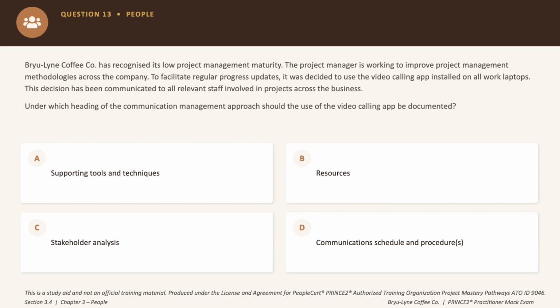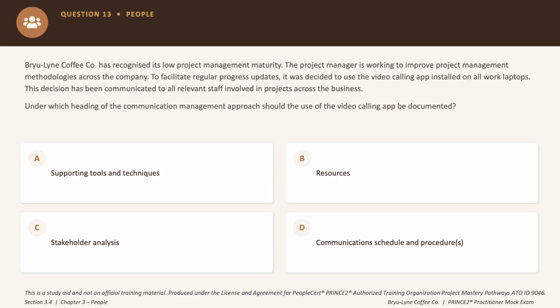Question number 13. Brewline's project management maturity is low, and the project manager wants to use the video calling app on work laptops for regular progress updates. Question is, under which heading of the communications management approach should the use of the video calling app be documented?